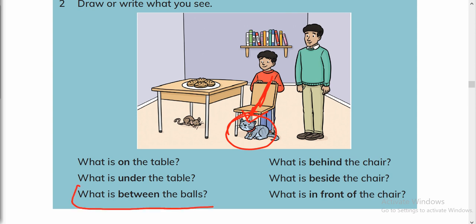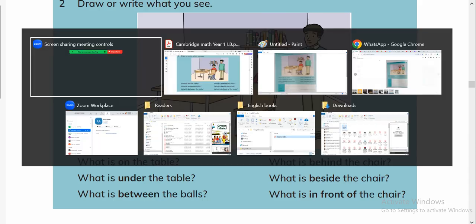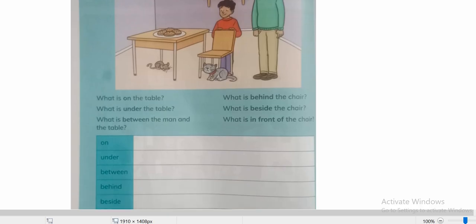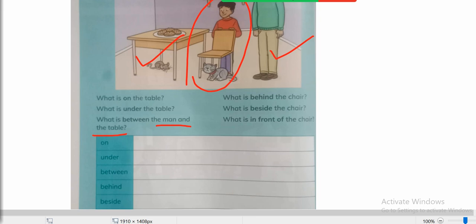Okay, here it is written, what is between the balls? We cannot see any balls in the picture. But for this, I have reviewed another book, that is also a Cambridge Primary Mathematics book, in their revised edition. In their revised edition, they have corrected their mistake. It is written, what is between the man and the table? There are three things between the man and the table. Here is a boy, a chair, and a cat.